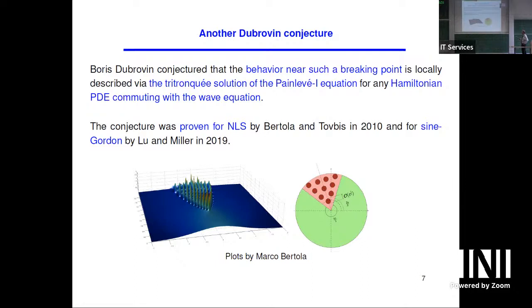This conjecture was proven by Marco and Alex in 2010 for NLS, and more recently for Sine-Gordon by Bing and Peter. Because the scattering problems are related for NLS and Sine-Gordon, we might expect we'd be able to use similar techniques to prove both these results. Okay, so that's the well-established background.